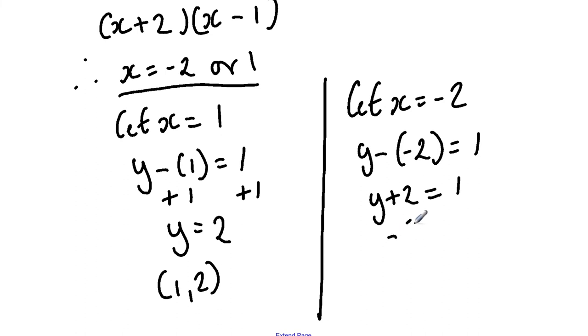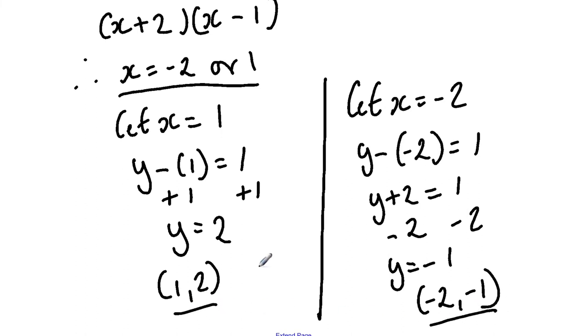I'm going to subtract 2 from both sides, so it'll cancel out. So positive 2 minus 2 is 0. So what we're left with is y is equal to negative 1. So when x is minus 2, y is minus 1. And that is our final answer.